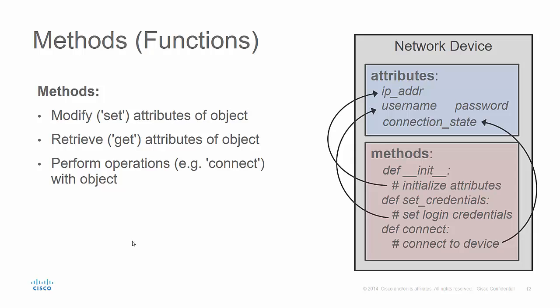In the picture on the right, you can see there are a number of attributes associated with the network device. IP address, username, password, and connection state are all attributes of this particular object. If you look below, you will see methods defined. There is an init method, and we will see that there will always be an init method, and that is used to initialize attributes. In this particular class definition, there is a set credentials method and a connect method, which perform various functions.